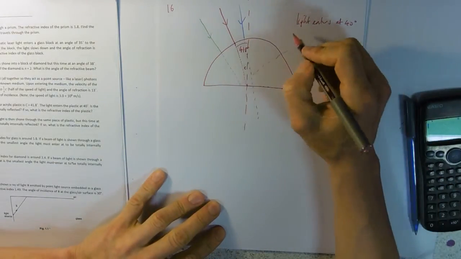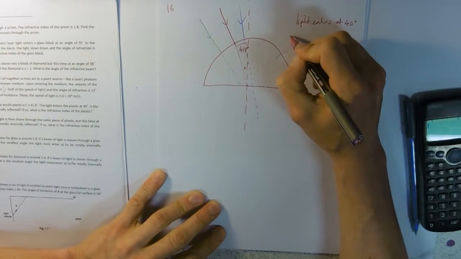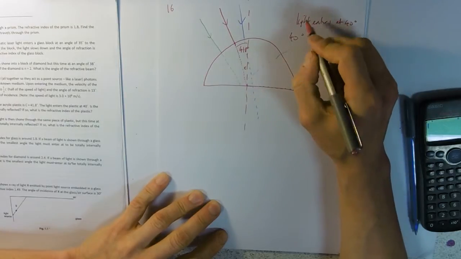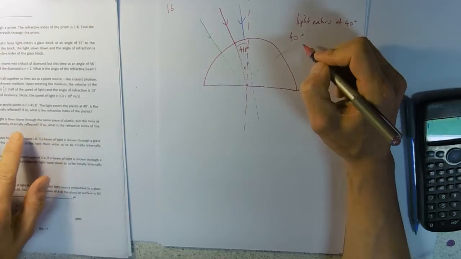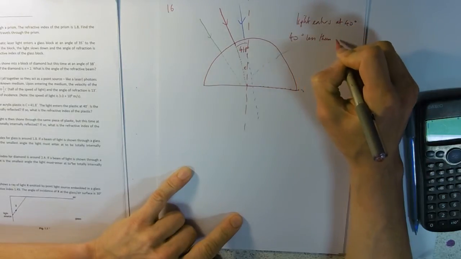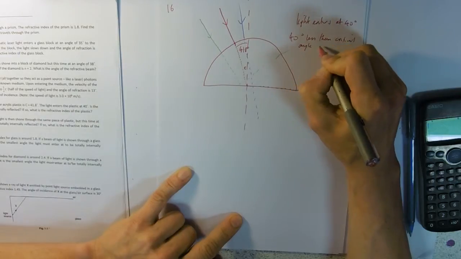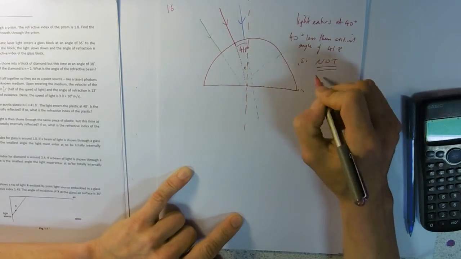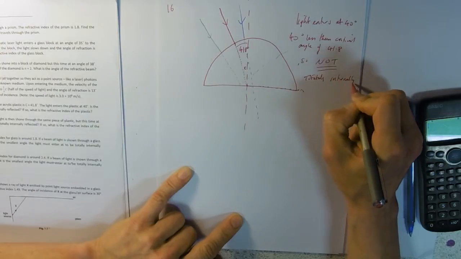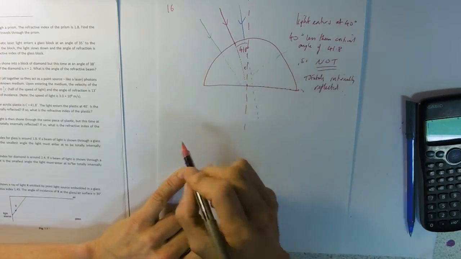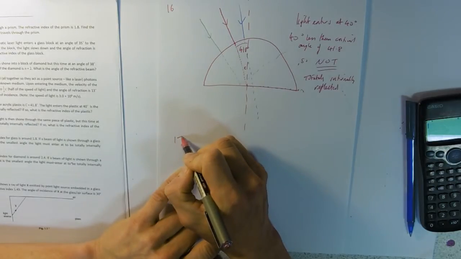And so for question 16, 40 degrees is less than the critical angle of 41.8, so not totally internally reflected. And we can actually do question 17.